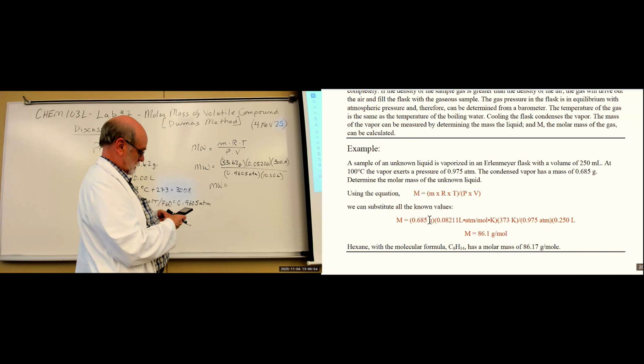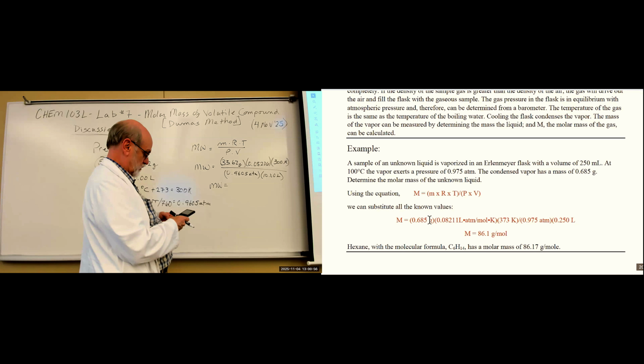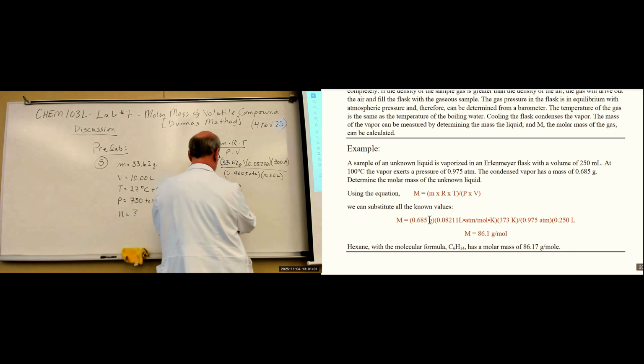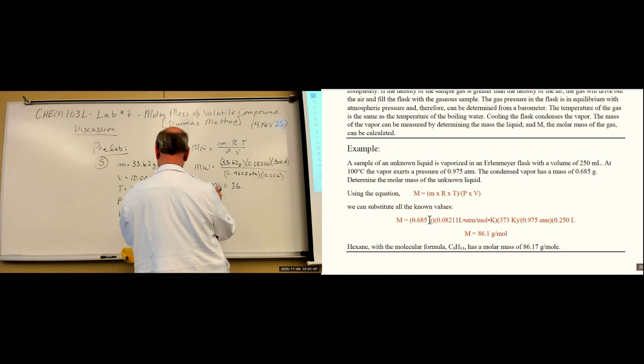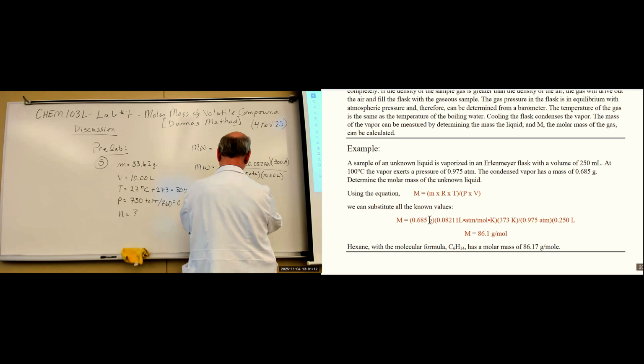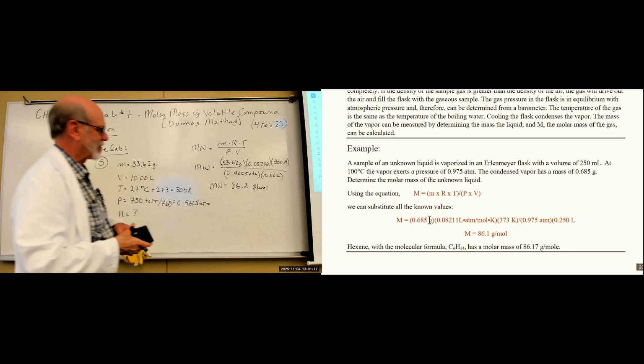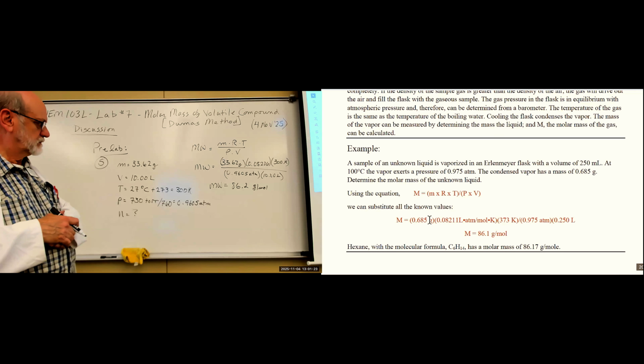33.62, 0.08206 times 300 times, and then divide it by 0.9605 and 10. So I get 86 point, let's see. I better stick to 1, 2 grams per mole. I'll round it off to 2. Yeah, I'll round it to 2.